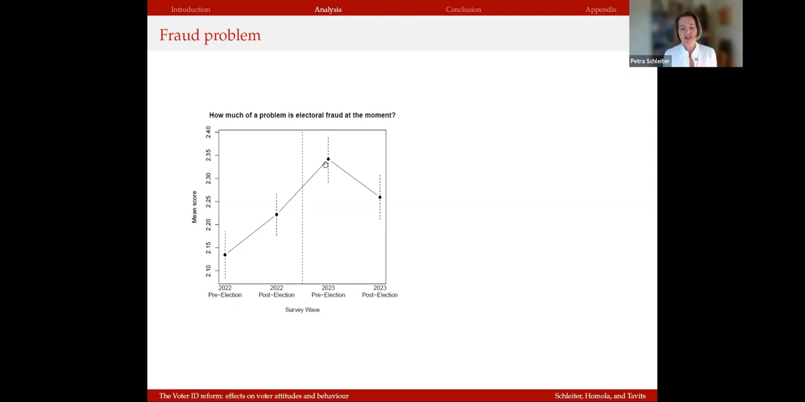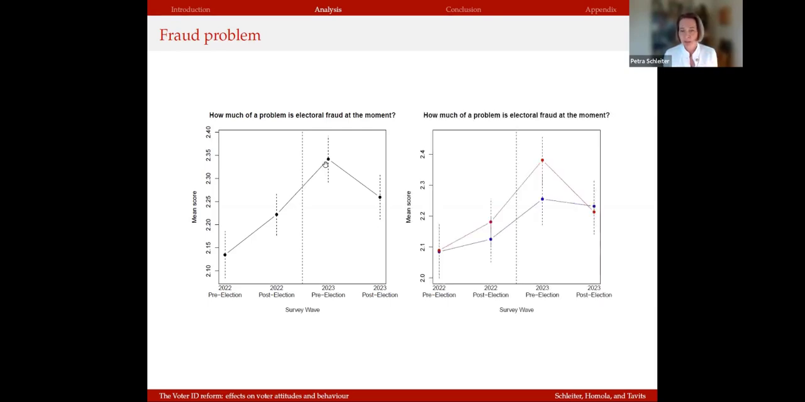And this is actually consistent with the research that we've seen in the US, that talking a lot about fraud in the context of the introduction of voter ID makes people perceive fraud as more of a problem. And this is very interesting because, again, it's sort of the same trend for both groups, Labour and Conservative voters.